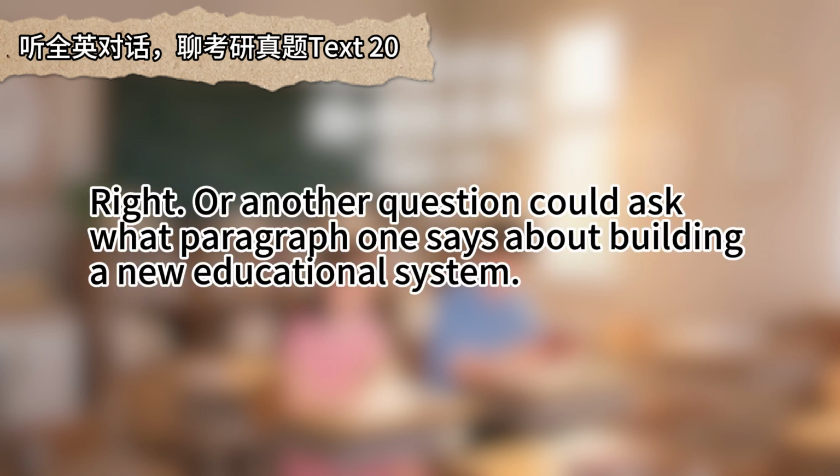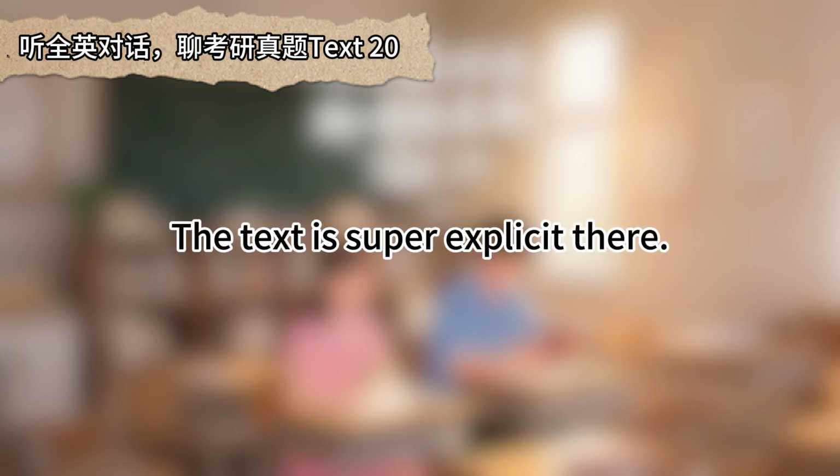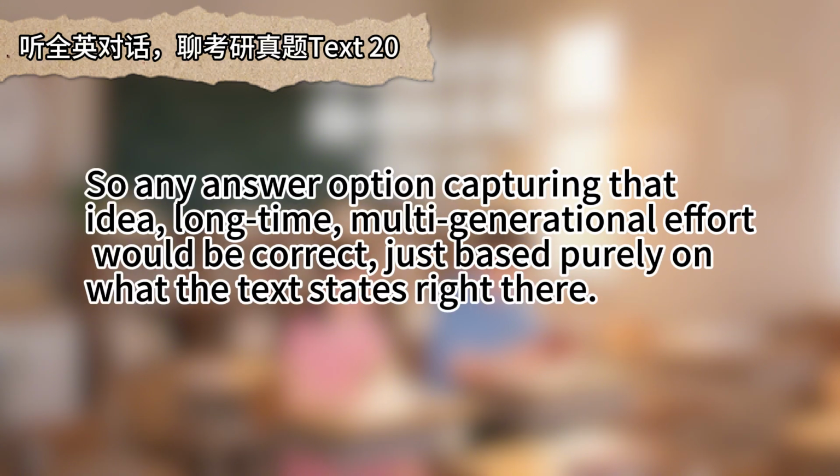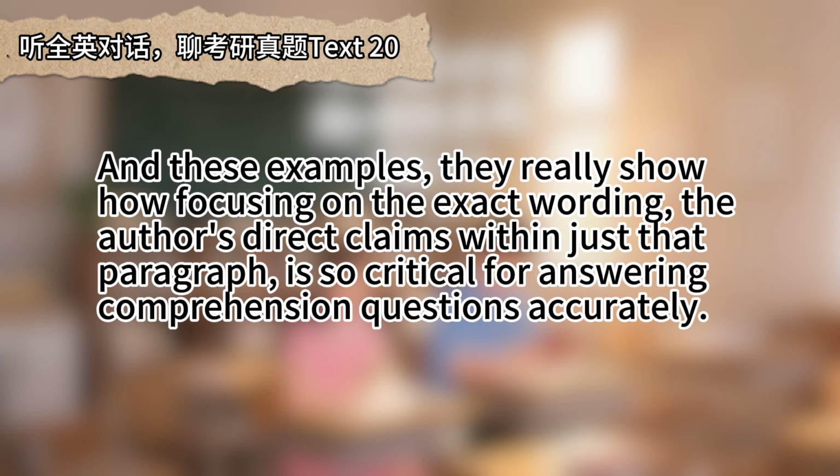Right. Or another question could ask what paragraph 1 says about building a new educational system. The text is super explicit there. It is. It says it would require 2 or 3 generations. Plain as day. So any answer option capturing that idea, a long-time, multi-generational effort, would be correct, just based purely on what the text states right there. And these examples really show how focusing on the exact wording, the author's direct claims within just that paragraph, is so critical for answering comprehension questions accurately.